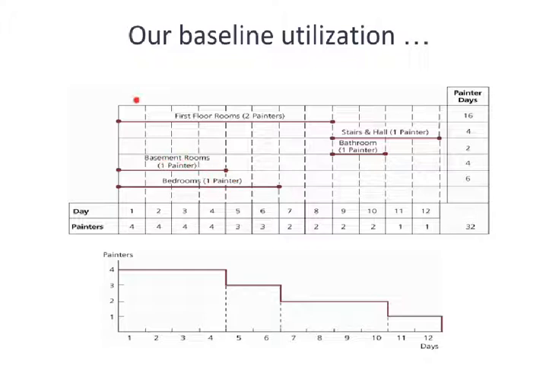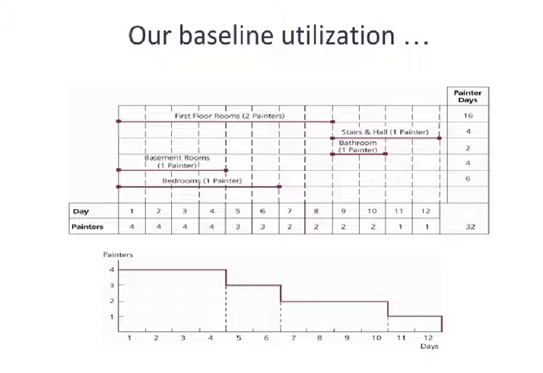This allows us to tally down each column, remembering that there's 2 painters on the first floor activity. So we have 4 painters involved days 1 through 4, but then the basement room ends. And so then we have 3 painters involved days 5 and 6, but then the bedrooms end. And we only have 2 painters involved days 7 and 8 until the first floor painting ends.